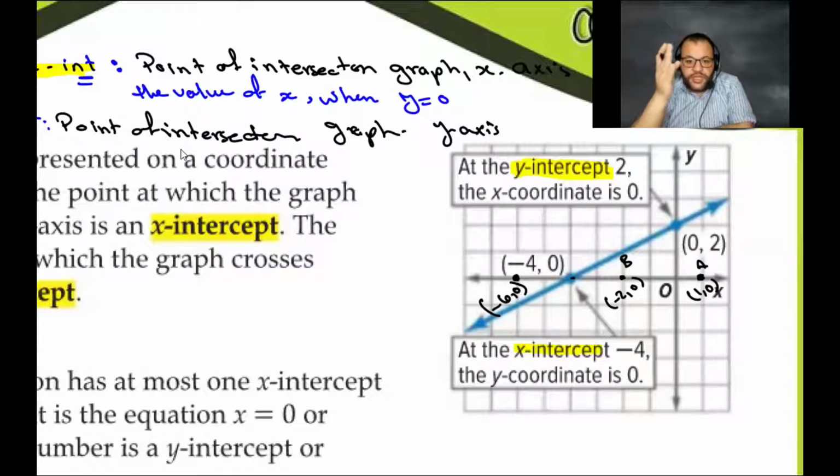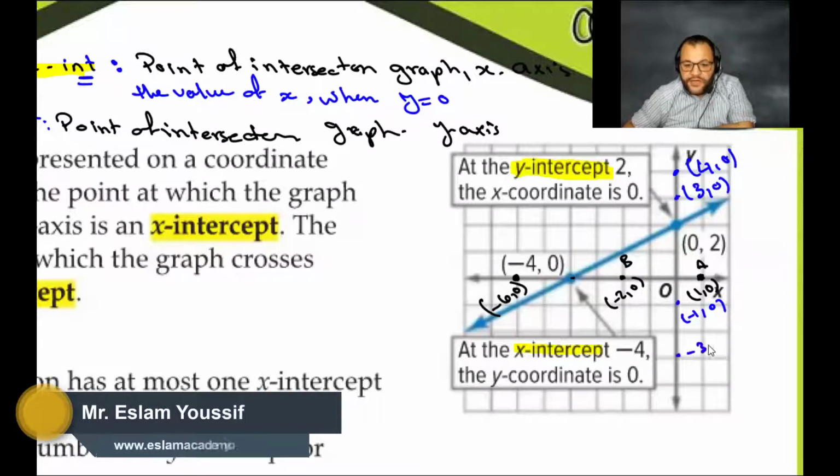As we said, the x-intercept lies on the x-axis because it's formed from the common point of the x-axis and the line. The same will be true for the y-axis. The y-intercept is a point of intersection between the graph, whatever graph you have, and the y-axis. So this point must lie on the y-axis. If you choose any point here on the y-axis, you will find the coordinate of this point is 1, 2, 3, 4, so it will be 4 and 0. The coordinate of this point is 3 and 0, this one is negative 1 and 0, and this one is negative 3 and 0.